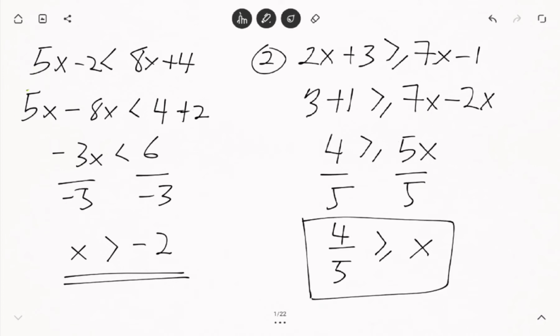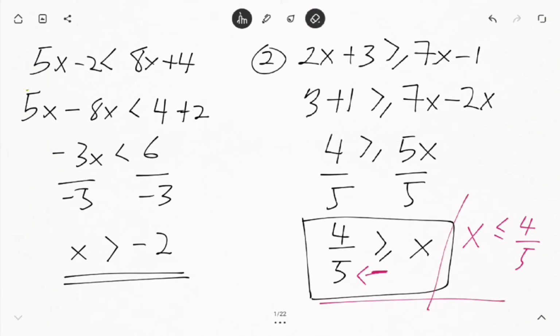But if you want to write the x first, let me use another color. If I want to write my x first, I need to write my x, and then I make sure that the sign is facing the number that it's facing. So if I have 4 over 5 over here, you can see that the sign is facing 4 over 5. I need to make sure it is facing 4 over 5 over here in the same manner. I don't need to change it. Because if I'm writing x first, I need to make sure the back of the sign is towards the x, and then the 4 over 5, the sign is towards that one. Okay, so this becomes our answer. Either this side or this side, any of them is our answer.